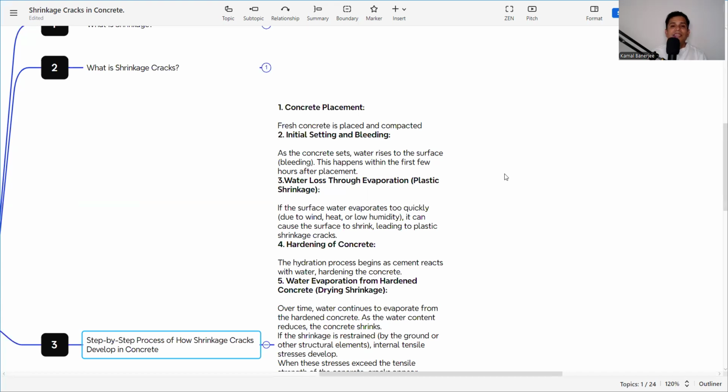Now what is happening? The process starts, called initial settling and bleeding. As the concrete sets, water rises to the surface. It is a common phenomenon because water is lighter, and the aggregates, coarse and fine, are heavier particles. So due to gravity, the water will come out at the top. It's not full bleeding, but a very slow process. This happens within the first few hours after placement.